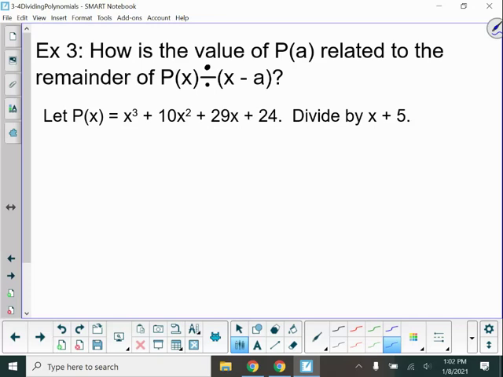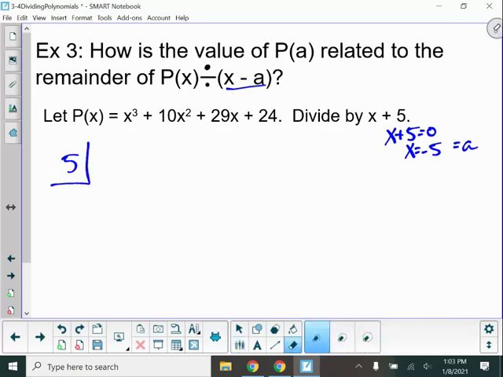Our p of x equation is x cubed plus 10x squared plus 29x plus 24, and we are dividing by x plus 5. Because the formula here has that x minus a, remember to find the actual a value, you do need to solve that equation. So your a value is actually going to be -5, and I'm going to use synthetic division on this because that's going to be a lot easier than going through the long division process. So I have my -5 here.